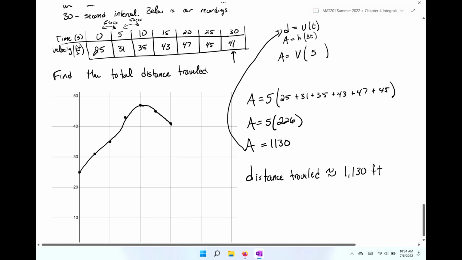Now, obviously, we could get a more precise answer if we actually took closer time intervals. So maybe instead of doing it every 5 seconds, we did it every 2 seconds, or every 1 second, or every half second, and so forth. But if you can understand this basic concept that the area under the curve is related to distance or work, and how we find the area underneath this curve by drawing rectangles, whether they're left end rectangles or right end rectangles, you're going to be absolutely fine for this first section.